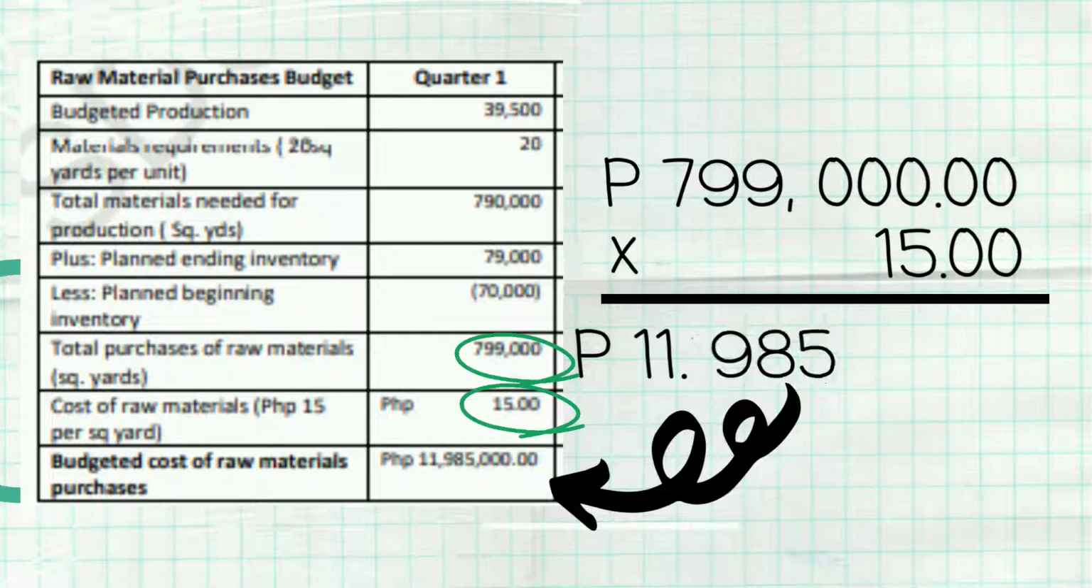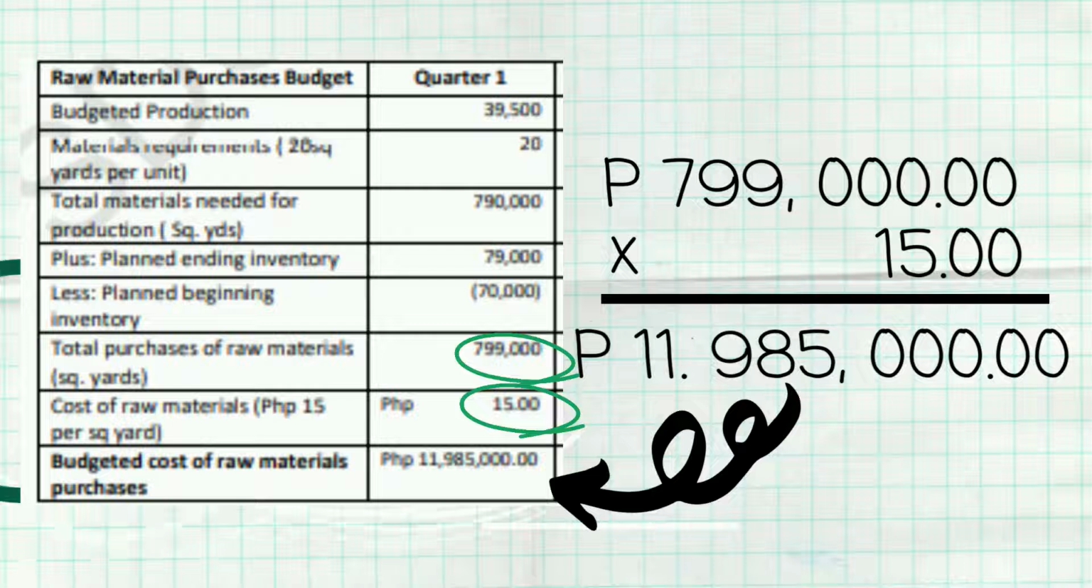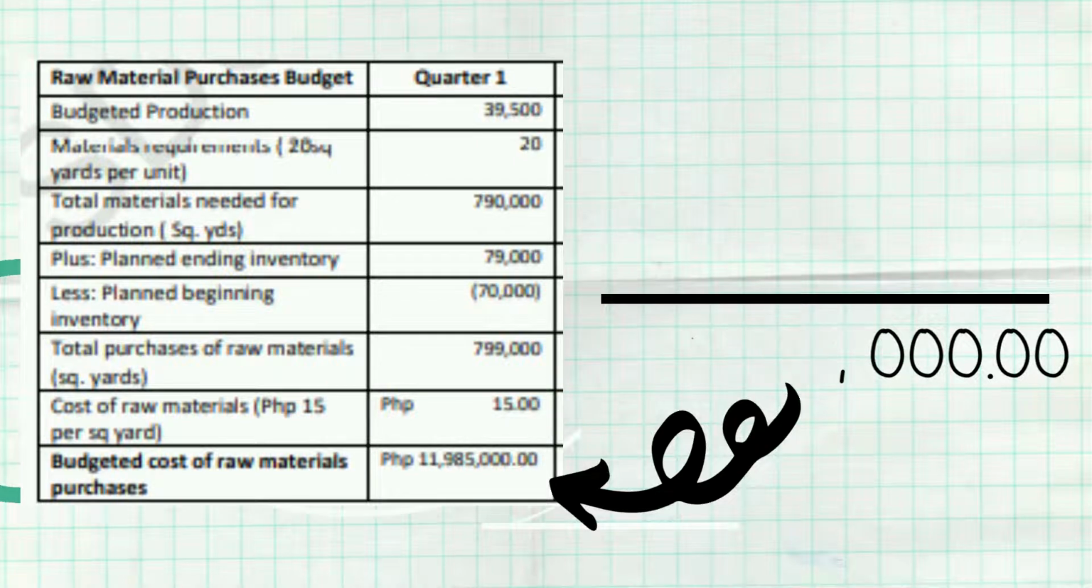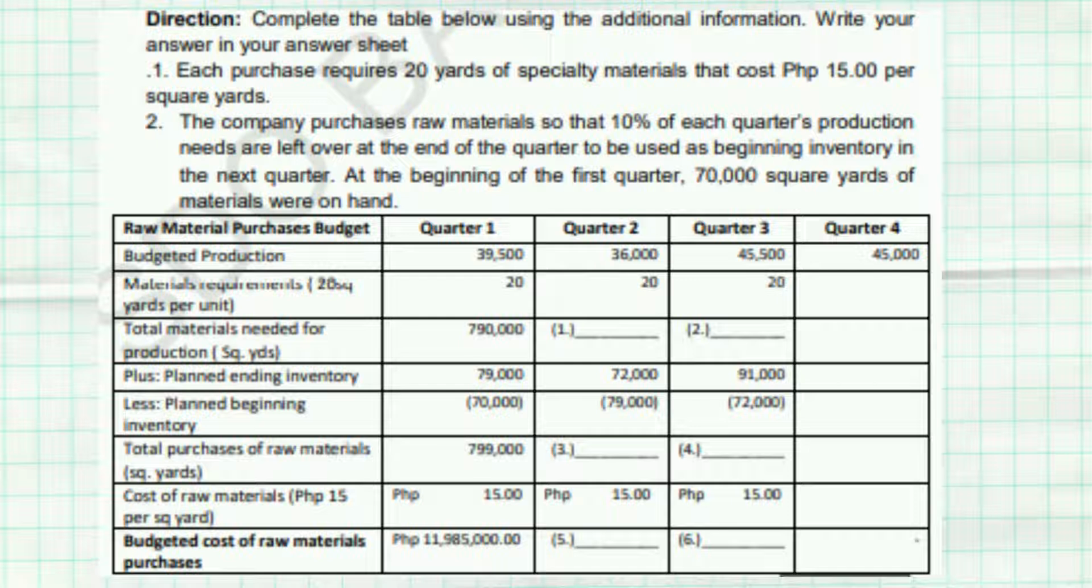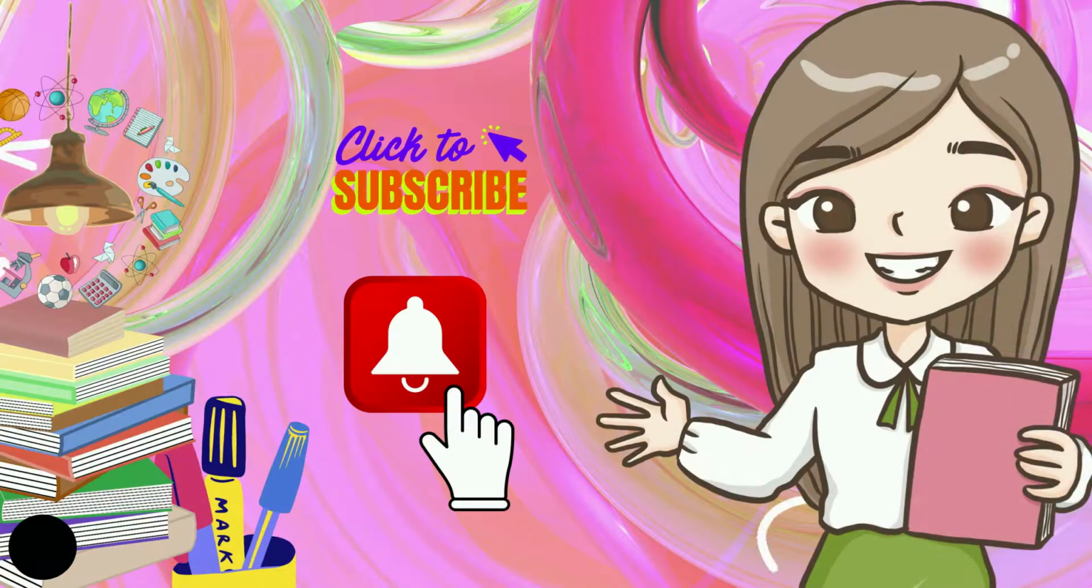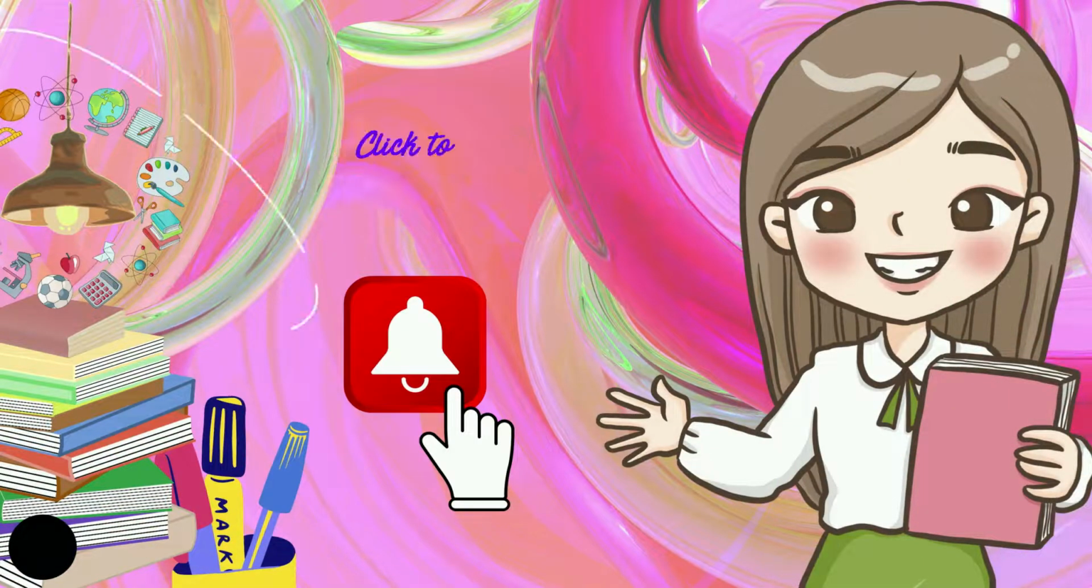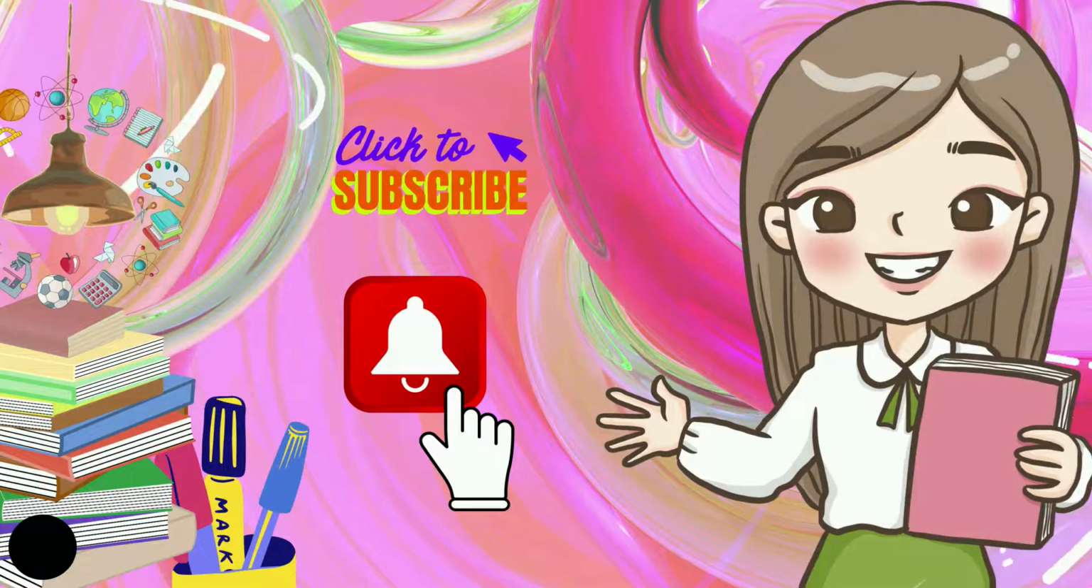To get the budgeted cost of raw materials purchases, we just need to multiply 799,000 times 15 pesos per yard of the materials required, which is equal to 11,985,000. So that's it. Easy as that, right? So now it's your turn to answer Quarter 2 and Quarter 3, items 1 to 6.